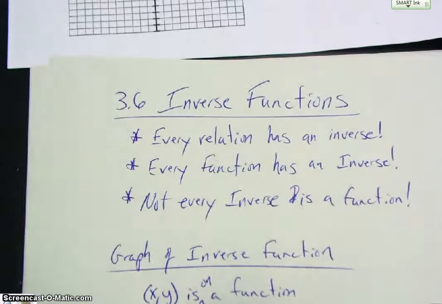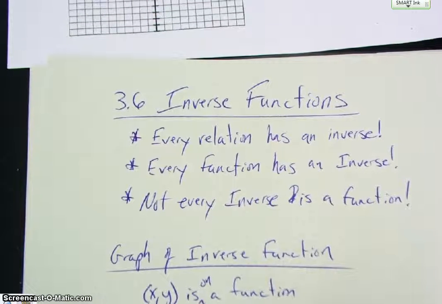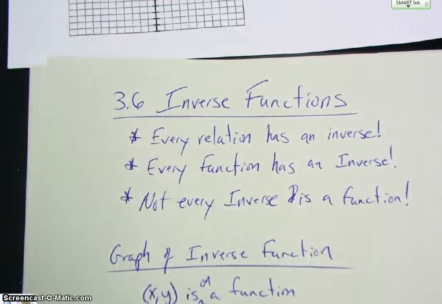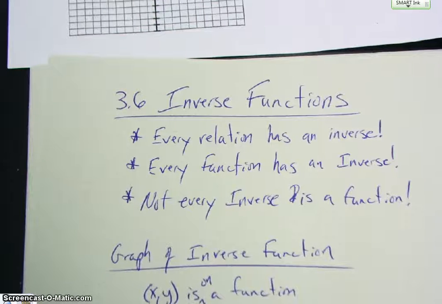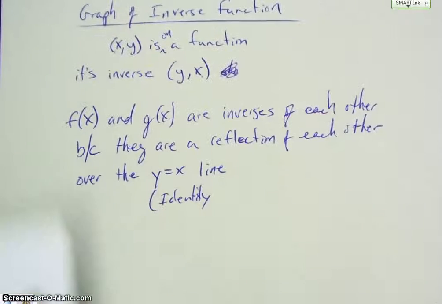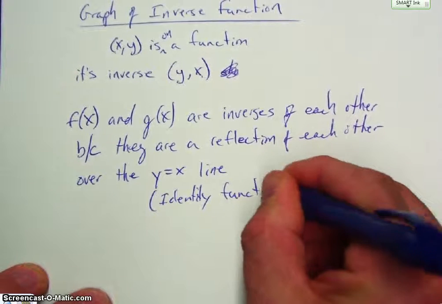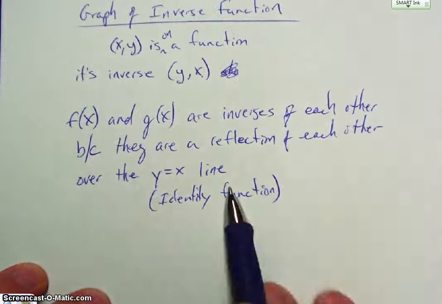So let me state it here. f of x and g of x are inverses of each other because they are a reflection of each other over the y equals x line, or in other words, the identity function. Go ahead and pause the video, finish writing this, and when you're done writing it, continue on.